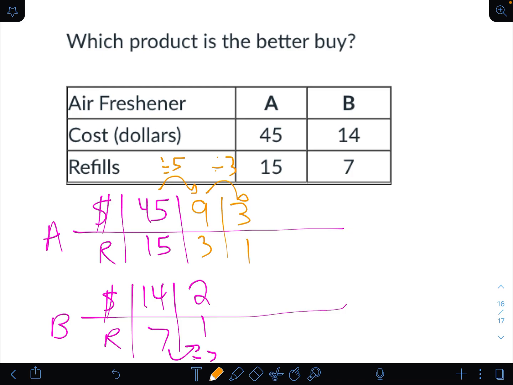So, what's the better deal? $3 for 1 refill or $2 for 1 refill? Well, $2 for 1 refill. Product B is the better buy.